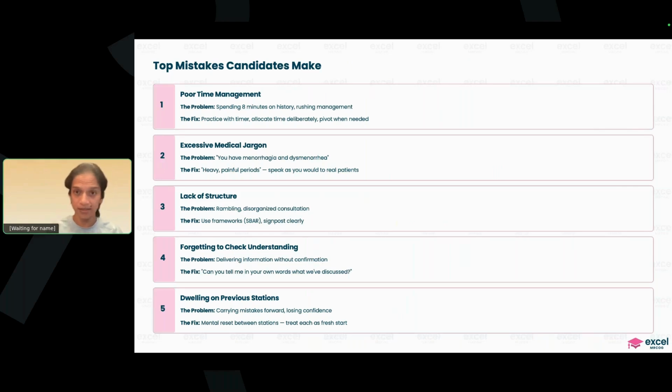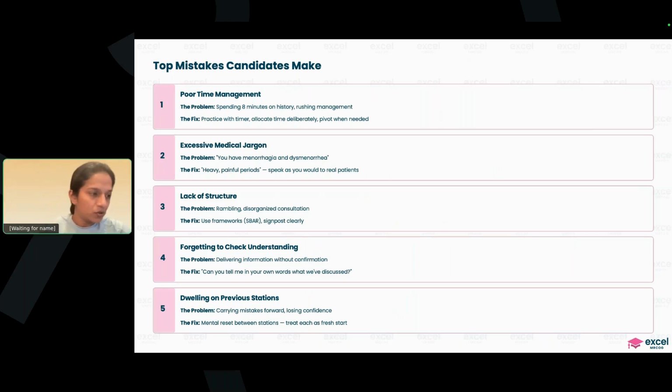Also, forgetting to check understanding can go against you. In communication, you would be marked down if you don't check understanding. Dwelling on a previous station is also a problem. If your particular station has not gone well and you go to the next station still thinking about the previous station, that should not happen. Because the next station will also be affected. So you have to just leave it. There's nothing that you can do about it. You cannot change it. Leave it, go to the next station.